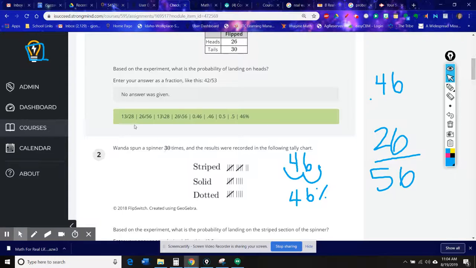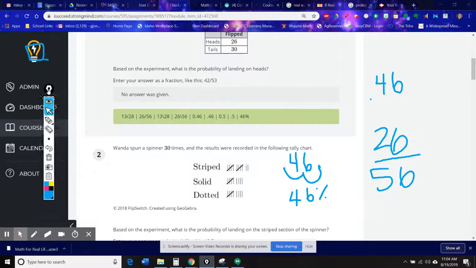Oh, I didn't do one other way. So we have 26 out of 56, got that one. We have 46%, got that. This one has you round it because it says about, and that's about 0.5. I would frown on that. And the other way is to reduce this fraction.